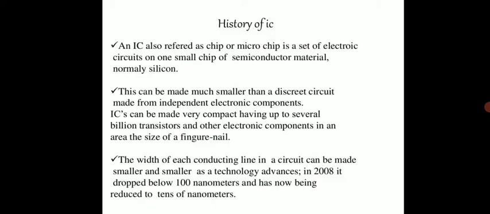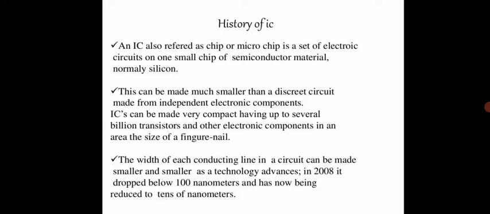And the history of IC. An IC, also referred to as a chip or microchip, is a set of electronic circuits on one small chip of semiconductor material, normally silicon. This can be made much smaller than a discrete circuit made from independent electronic components. ICs can be made very compact, having up to several billion transistors and other electronic components in an area the size of a fingernail.